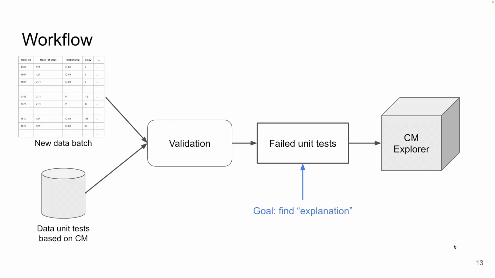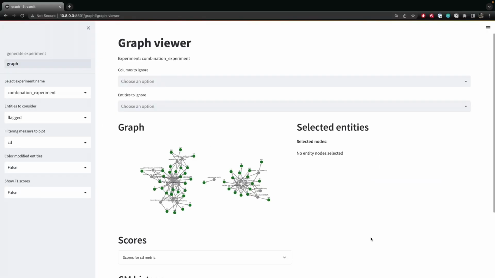So now that we have the validation and the failed unit tests, we want to use the Conditional Metric Explorer to manually explore these failed unit tests and find the root cause of the error. Okay, so now this is the interface of our tool. First, we can see our graph view here. We can see that there are 3 connected components in this graph. Each of these components probably describe a single error in the dataset, but many entities have flagged these 3 errors in this case. We'll start by analyzing this one in the middle here.